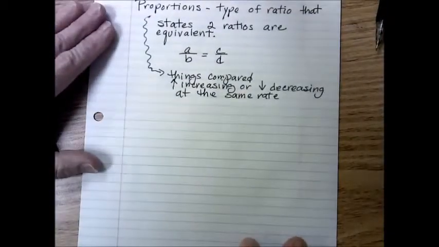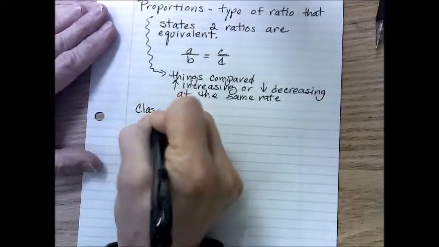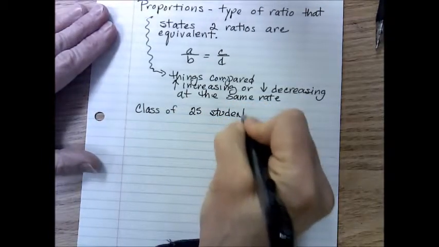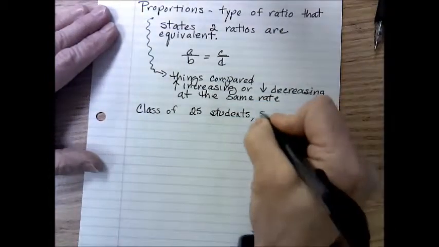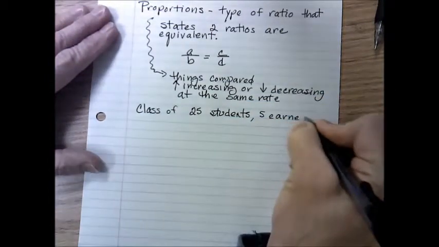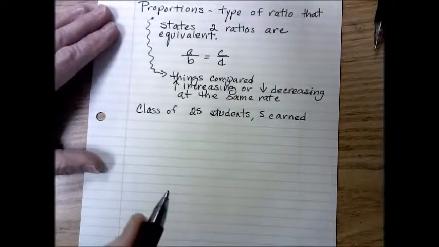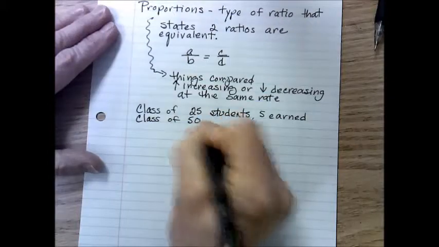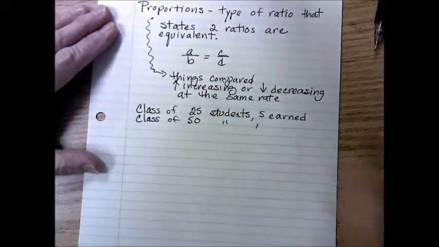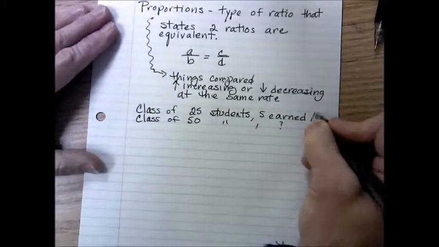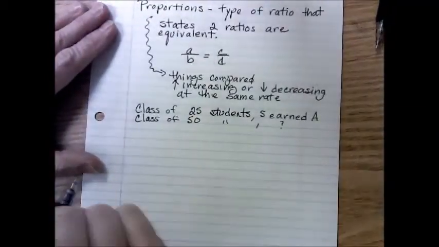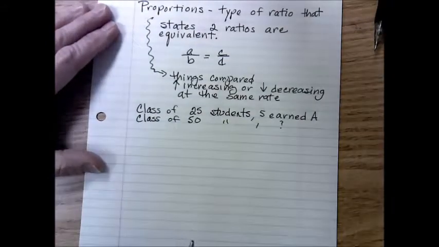So let's say that we had a class of 25 students. 5 earned A's. So let's compare that to a class of 50 students. And we would want to know how many here earned, oops, I forgot to put the A there, earned an A. So it's always important to label your ratios. That's why we keep our numbers in the correct place if we have our labels.